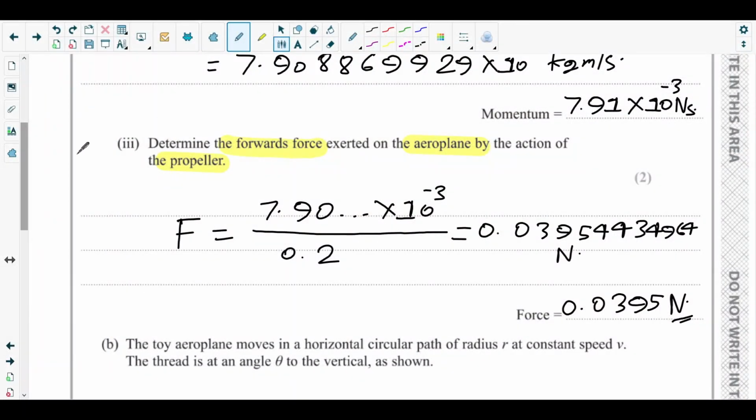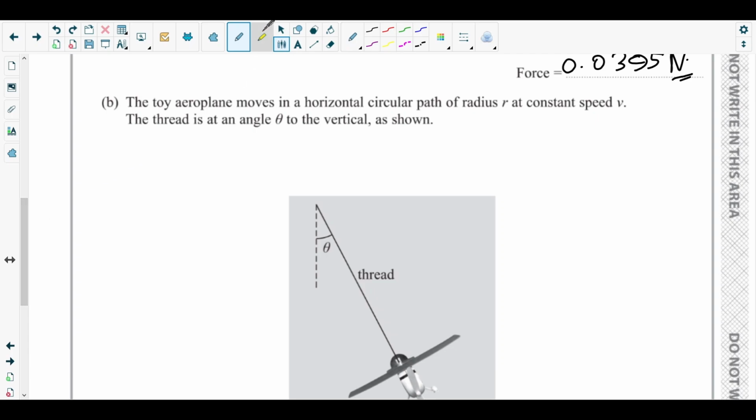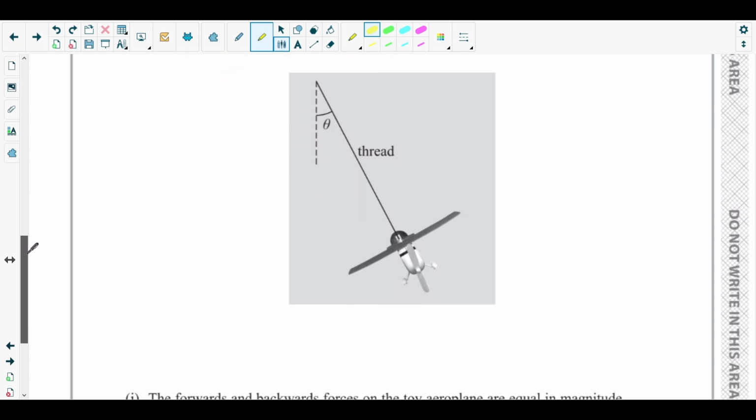Okay, next is part B1. The question says the toy aeroplane moves in a horizontal circular path of radius r at constant speed v. The thread is at an angle theta to the vertical as shown. We can see that in the figure.